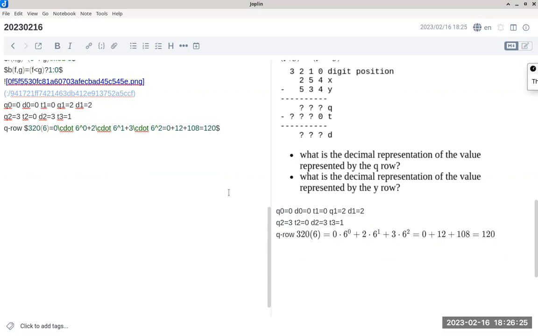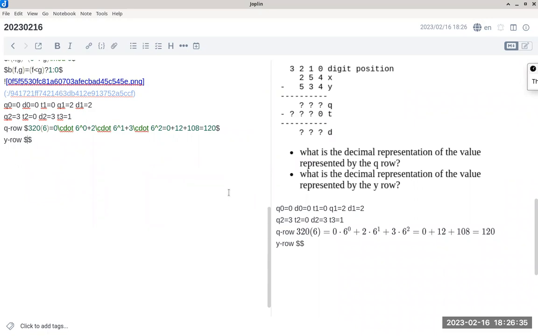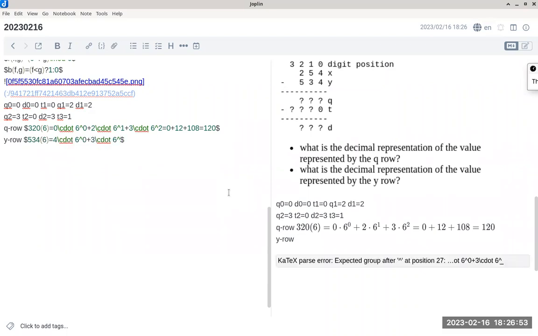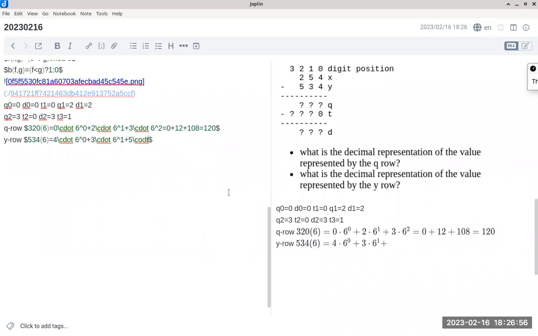All right, and then the last question is the decimal representation of the Y row. So now we just work on the Y row, kind of the same deal. The Y row is already given to us, it's 5, 3, 4. So it's kind of the same thing. This time we have 4 times 6 to the power of 0, plus 3 times 6 to the power of 1, plus 5 times 6 to the power of 2. So that means we have a 4, we have 18, and then we have 180. And then when you add all of those up, I think it's 202.